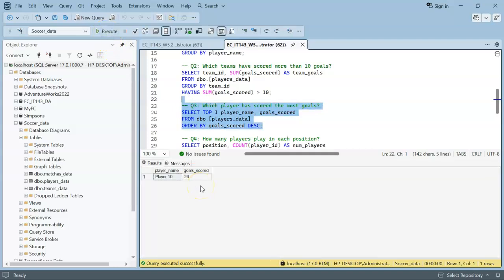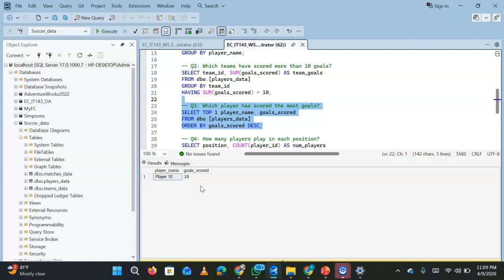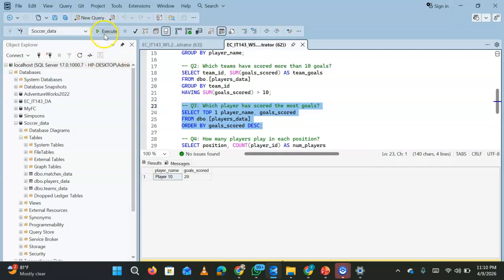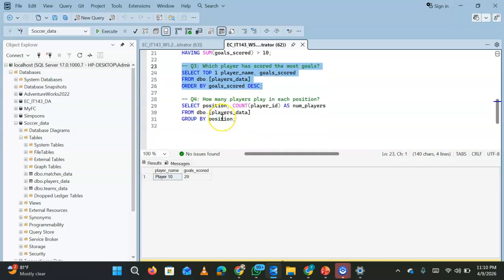Now let me run it again. Okay. So for question three, the query sorts players from highest to lowest based on goals scored. Then it selects the first record using top one. This returns the player with the most goals. Okay, now let's go to question four.